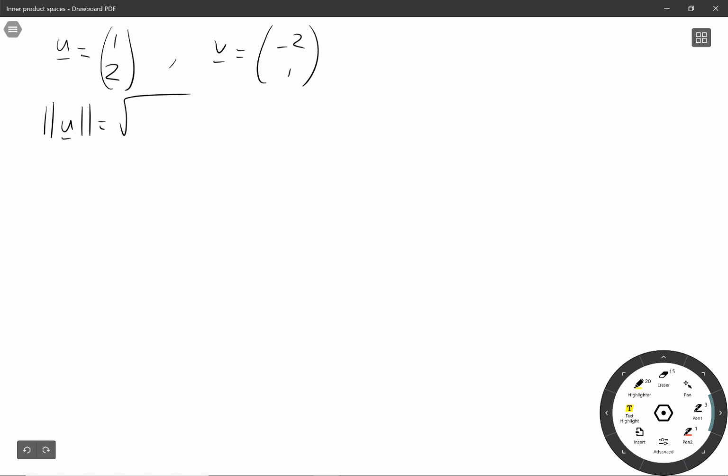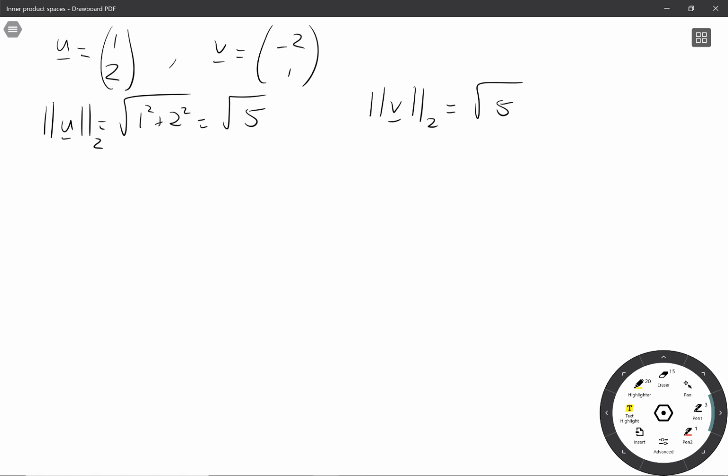So let's make this really concrete. Let u be the vector (1, 2), and v be the vector (-2, 1). Then the length of u is the square root of u transpose u, so that's 1 squared plus 2 squared, which is the square root of 5. Similarly, the length of v is also root 5.